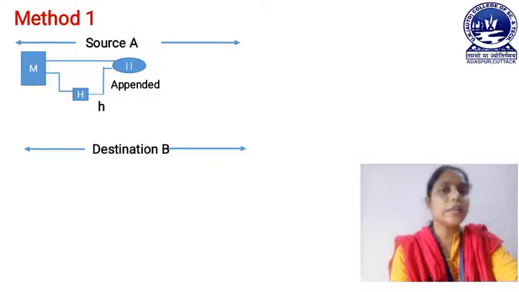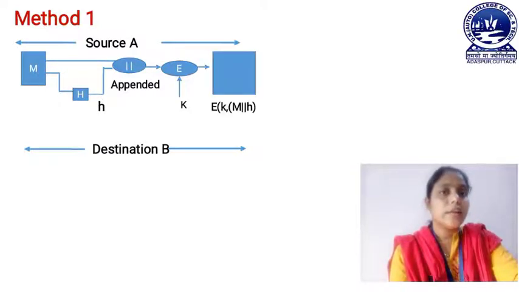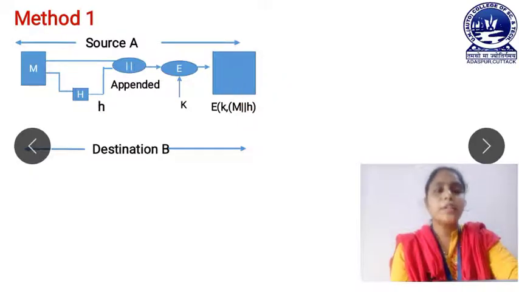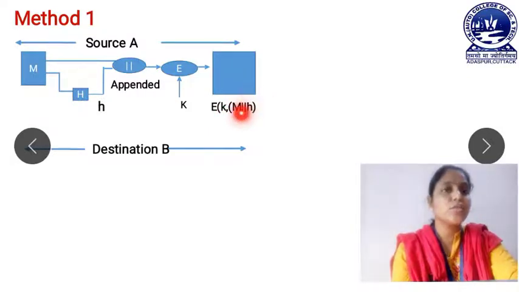After appending the message with the hash value, the source A encrypts this appended value by using some encryption algorithm and key. After encrypting this appended value, it generates the encrypted message. Now this is the encrypted message generated by our source A. After generating this message, the source A sends this message to the destination B. Now look at the destination B.